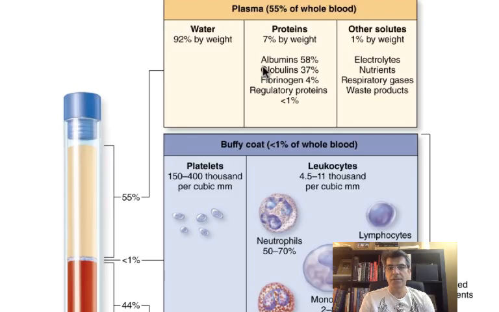To clot blood, we need different factors. We have 13 different clotting factors. Without clotting factors, you won't be able to create a clot.